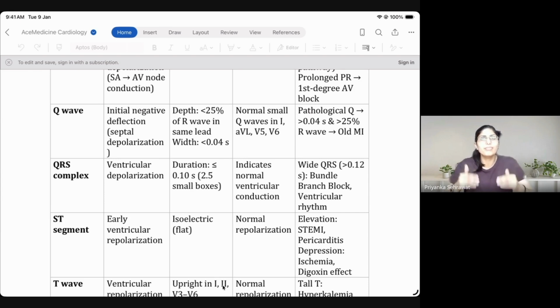तब मिलेगा whenever there is a block or a delay in the conduction pathway while going from AV node to the ventricle. Till AV node everything is okay. PR interval तक सब ठीक है, but we get wide QRS. Why? Because the conduction in the ventricles is slow.